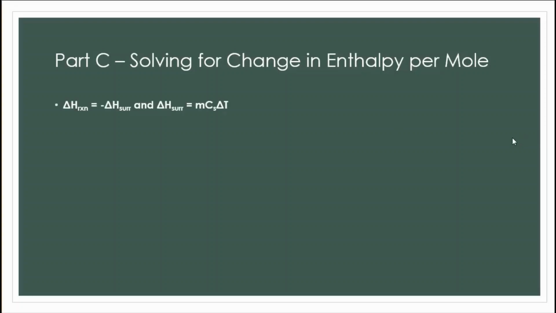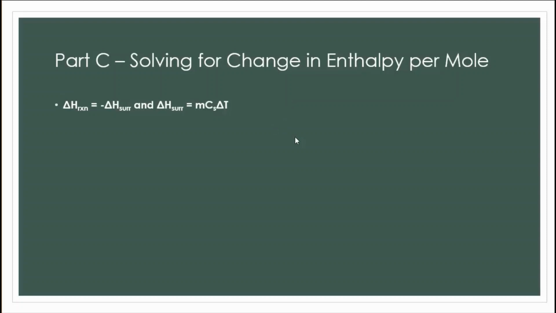So for this part, we start with 2 equations. Change in enthalpy of reaction is equal to negative change in enthalpy of surroundings, and change in enthalpy of surroundings is equal to, for this problem at least, the mass times the specific heat times the change in temperature. This will be true of all of the equations that you need for reactions at constant pressure in coffee cup calorimetry.